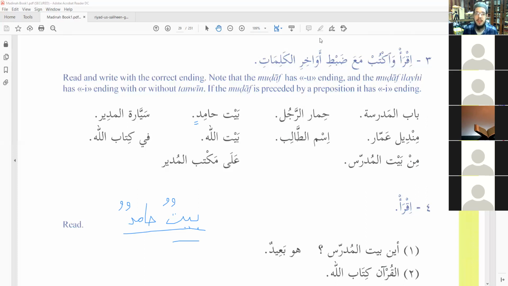That's how Arabic works. Very good. I'm glad that happened, because that demonstrates the usefulness in knowing these fairly abstract grammatical concepts and terms. So Baytu Hamidin is Hamid's house. Good. Someone from the Sheikh family, the next one.